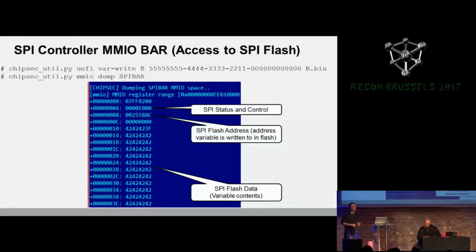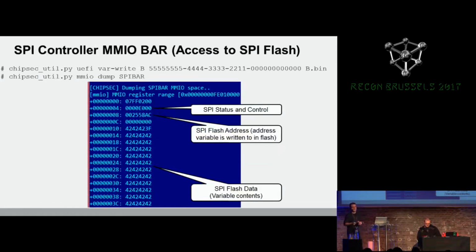So this is an example of communicating with the SPI controller in order to read something from SPI flash or write something to SPI flash. So there's a command, basically. The first command is attempting to store a persistent configuration for the UEFI firmware into the SPI flash.